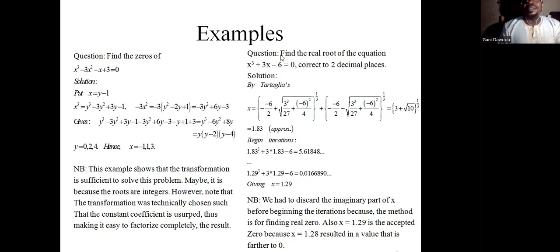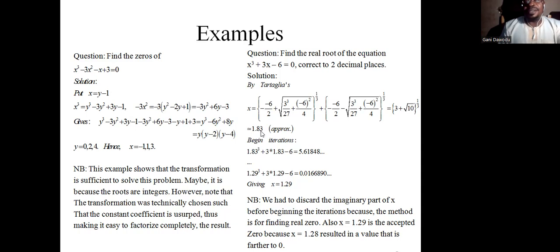Now, here is another one. Find the root of the equation this, correct to 2 decimal places. Now, this is of the type for which you can use the Tartaglia. Why? Because the coefficient of x is positive, it's greater than 0. So if you use the Tartaglia, you will see that this part will result in complex, just like I explained earlier. So it has to be jettisoned. The real part is the one you pay attention to, and it gives you this.